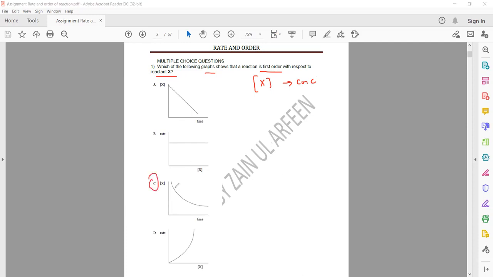Because in the concentration and time variation, the concentration of the reactant is decreasing, and when we work out the half-life, we'll find that it is approximately the same.